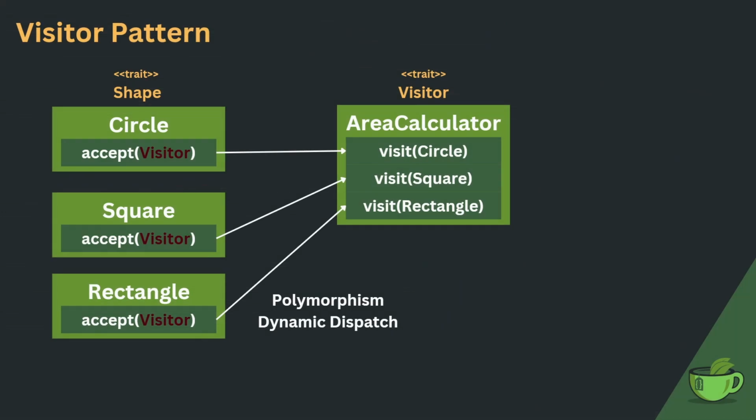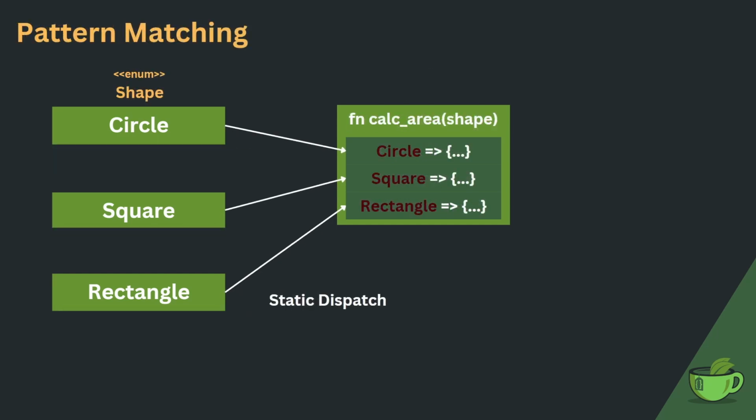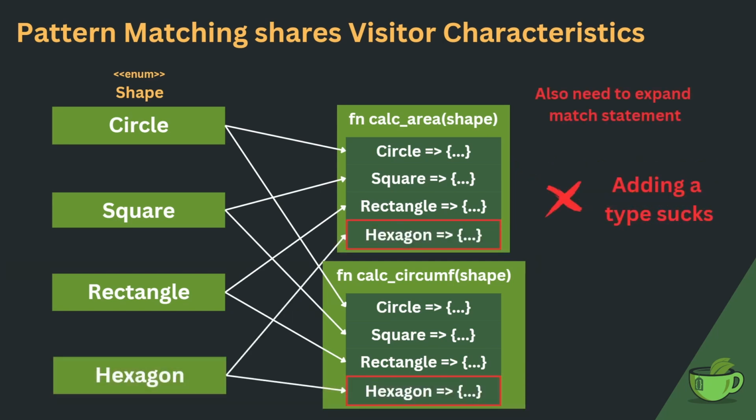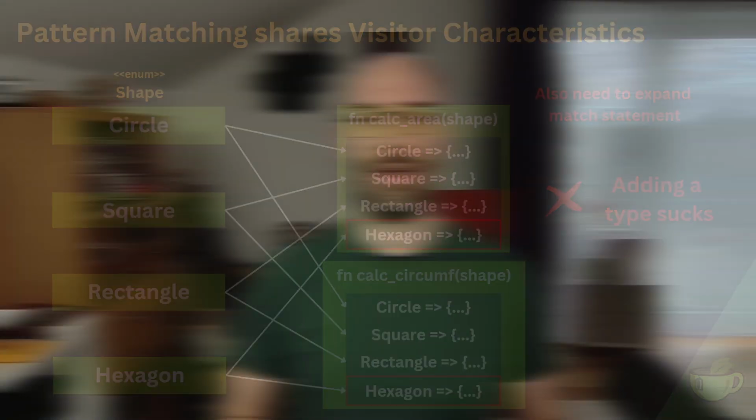The visitor pattern relies on dynamic polymorphism, using traits and dynamic dispatch to separate behavior from structure. In contrast, pattern matching leverages static polymorphism, resolving everything at compile time, which makes it faster and often simpler to implement in Rust. However, pattern matching shares much of the visitor's characteristics. Adding new functionality adheres to the open-closed principle, as no changes to any existing code have to be made. But adding a new type to the hierarchy comes with changes to all existing functionalities, as the match statements have to be updated to account for the new type. So while it solves the same problem as the visitor, pattern matching feels more natural in Rust, playing to its strengths of performance, type safety, and minimal boilerplate.